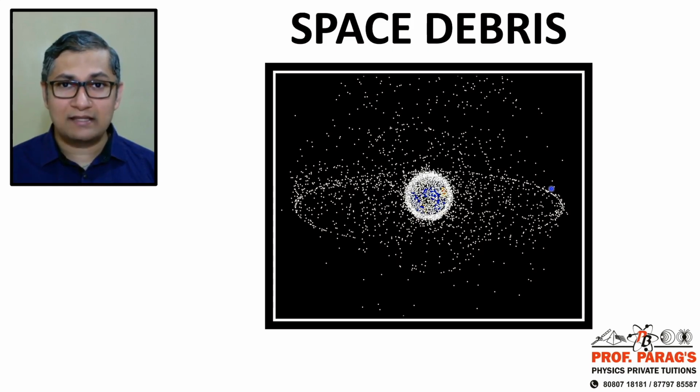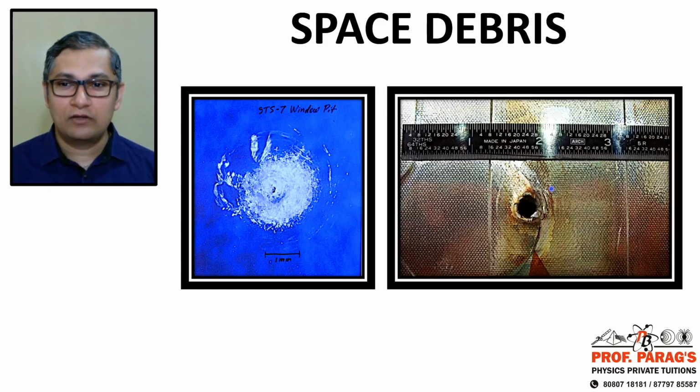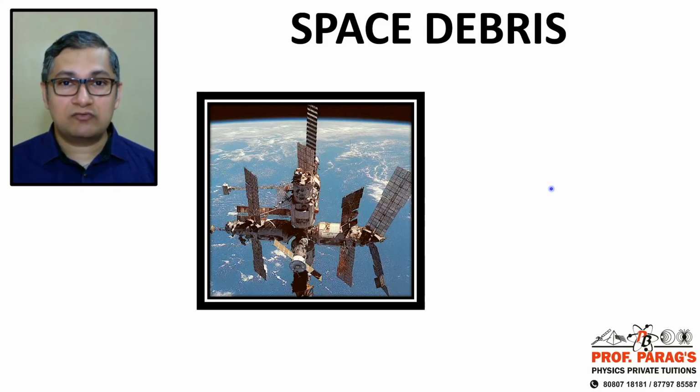And what problems can they cause? Just a sample again. This is the window of one of the space shuttles which was damaged because of some debris hitting. And just imagine if that window had cracked, what could have happened? This is a big hole which was created in one of the other satellites, again by space debris. This is one of Russia's satellites, the Mir satellite.